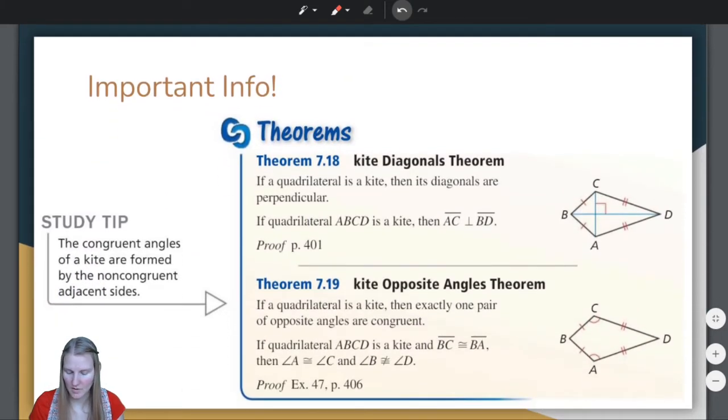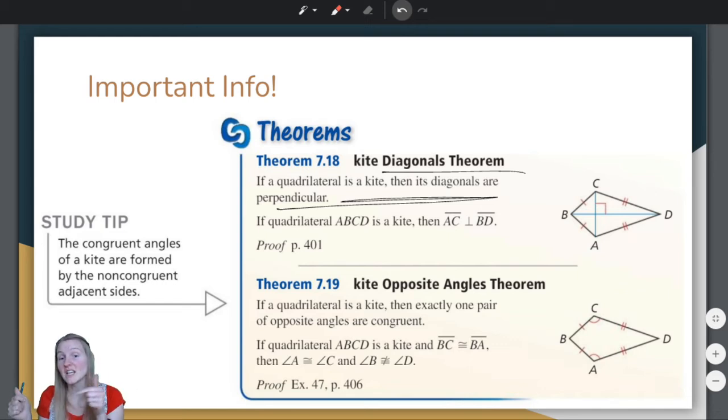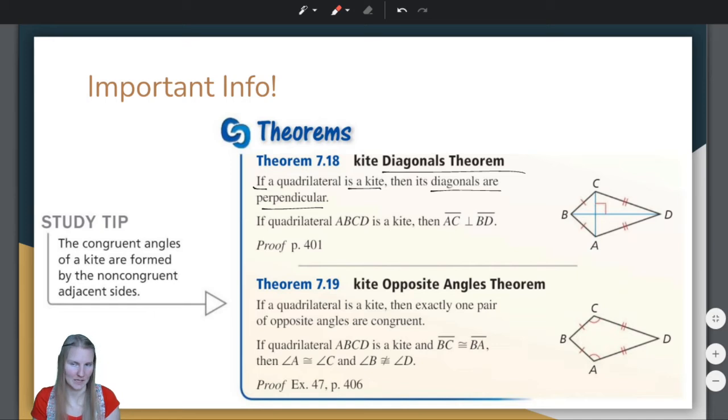All right. Some theorems about kites. The kite diagonals theorem says that if a quadrilateral is a kite, then its diagonals are perpendicular. Now, if its diagonals are perpendicular, does that mean that it's a kite? This is not an if and only if. And remember that the diagonals of a rhombus are perpendicular. So we can't say if the diagonals are perpendicular, then it's a kite. We don't know that because kites and rhombuses both have perpendicular diagonals, but they are not the same. Rhombuses are parallelograms. A kite is not a parallelogram because we do not have opposite sides congruent. So if we have a kite, then its diagonals are perpendicular.